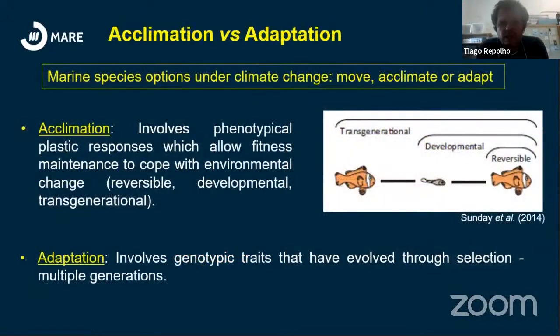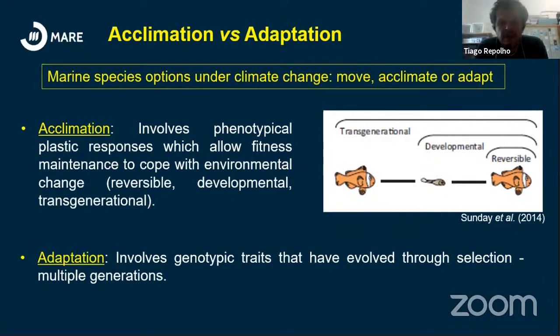Moving to acclimation versus adaptation. Basically, under this situation of progressing climate change, marine species have three options. They either move, they acclimate, or they adapt. For sessile organisms, to move is a little bit difficult, if not almost impossible. So they have basically to acclimate or adapt. And that's where acclimation processes and adaptation processes come in.